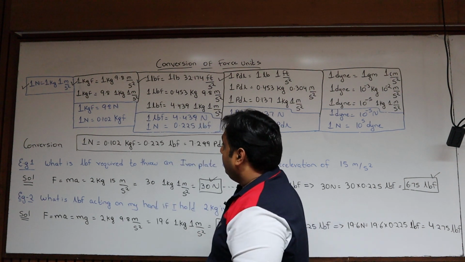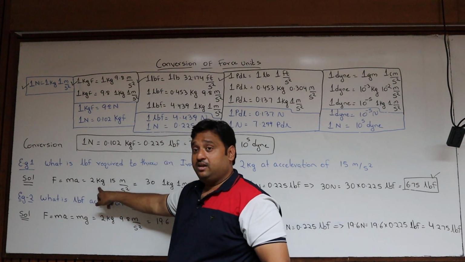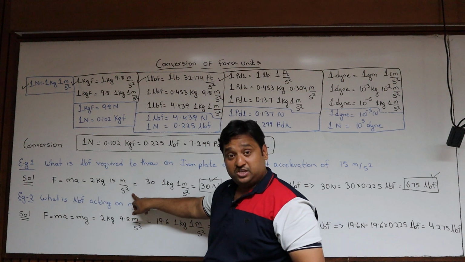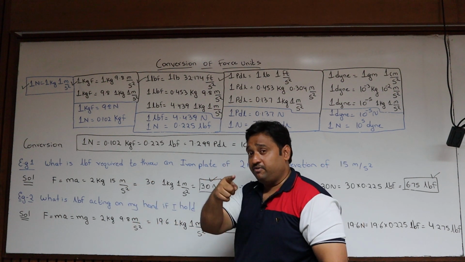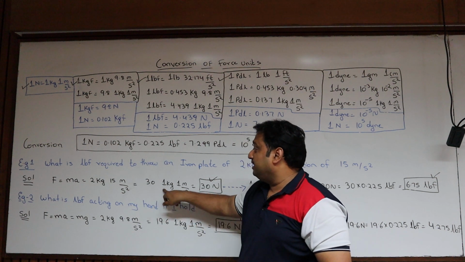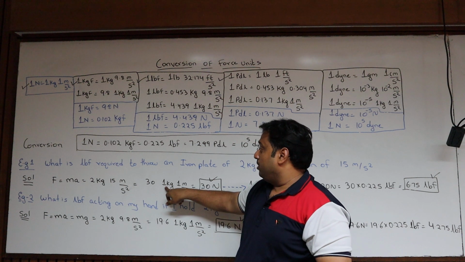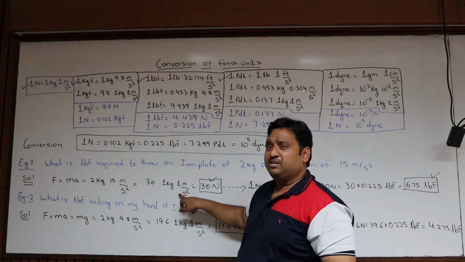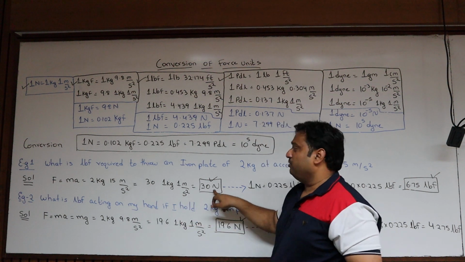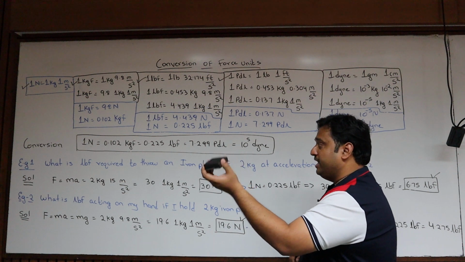Then F equal to m into a, which is 2 kg into 15 meter per second square, because acceleration I have to give is 15 meter per second square, which is 30 into 1 kg into 1 meter per second square. What is 1 kg into 1 meter per second square? It is Newton. So 30 newtons. I have applied 30 newtons force on this 2 kg mass.